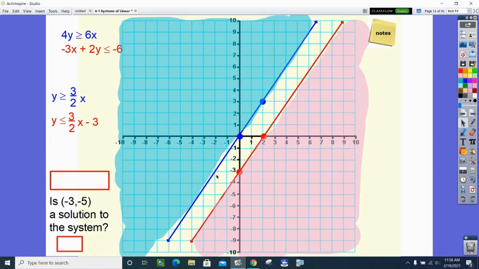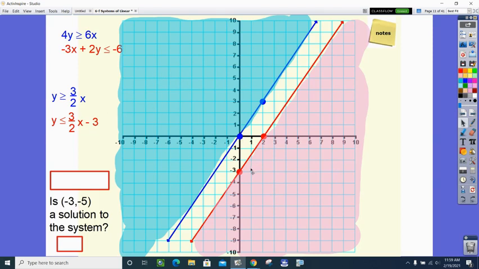So here is the top one. It does not seem to have a y-intercept, which means it's 0. And then we go up 3 over 2. It's a solid line. I can't use (0, 0) as my test point. You could use (3, 1), however. If you put (3, 1) in, it doesn't work. So you would shade up here in the blue.